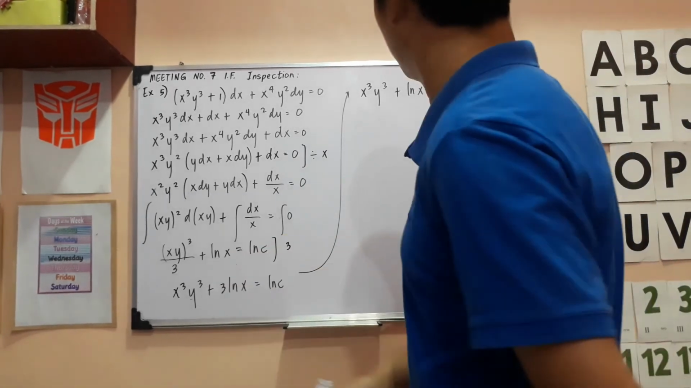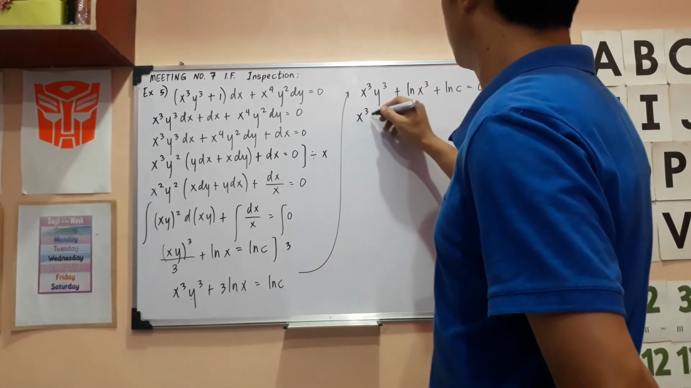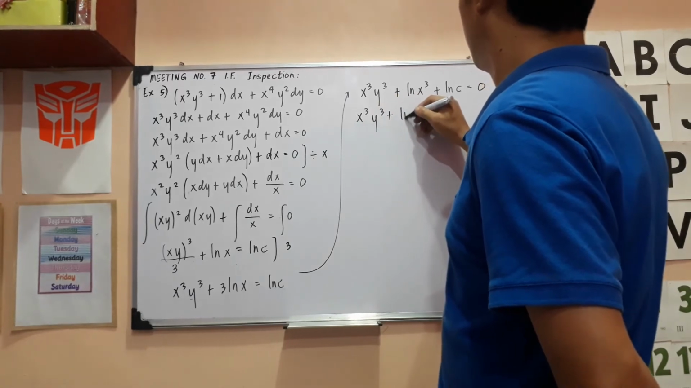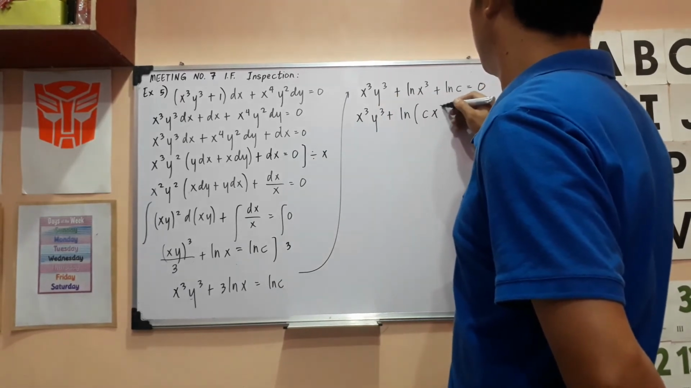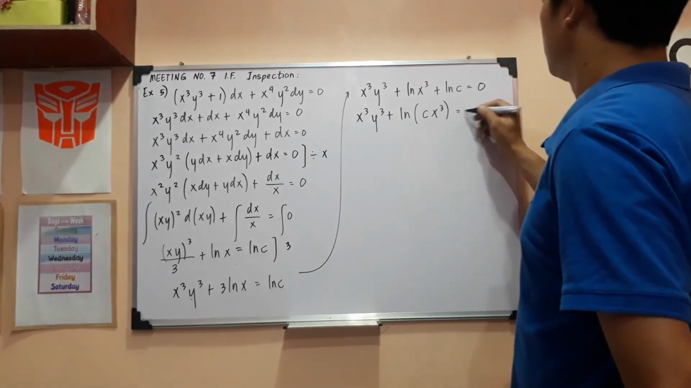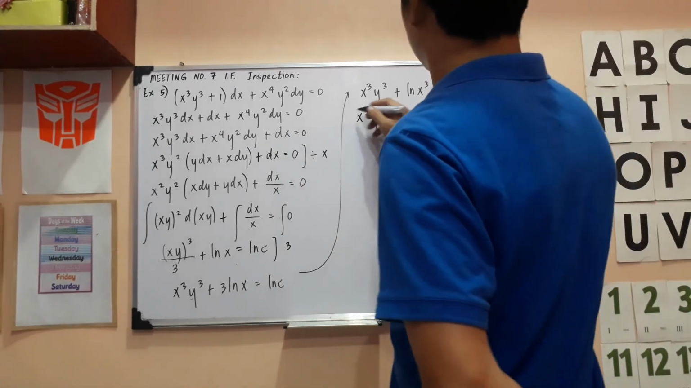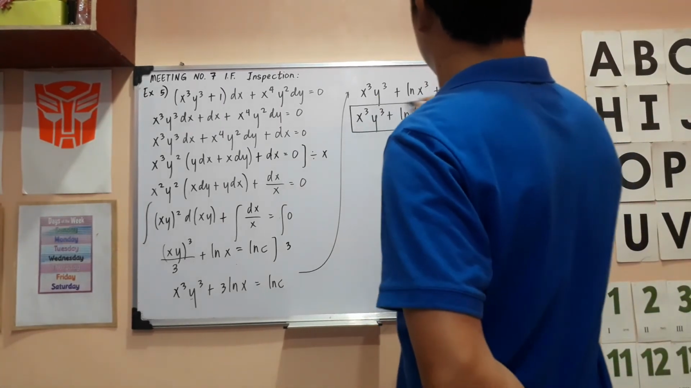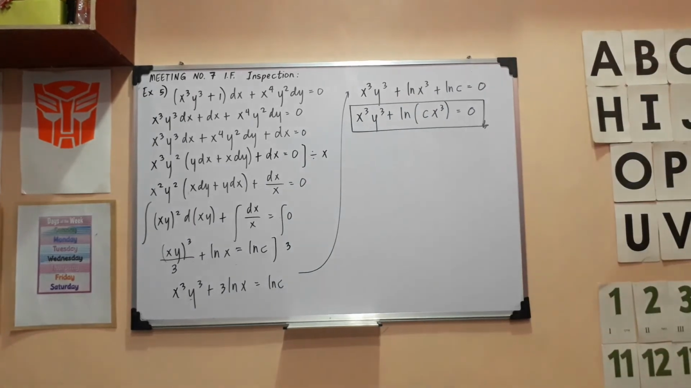Yung ln, negative ln, ganun din. So x cube, y cube, plus ln c, and then x cube is equal to 0. So that is our final answer for example number 5.